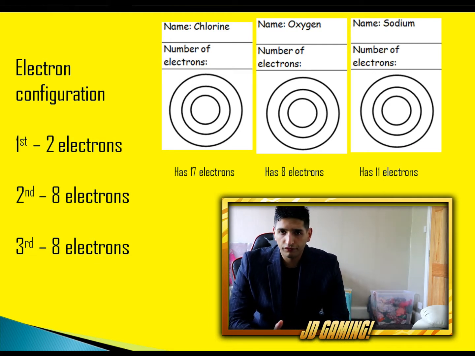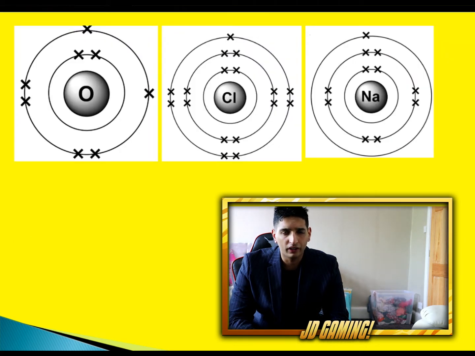Now, there are a few rules that you need to remember. In the first shell you can only have 2 electrons, in the second you can have 8, and in the third you can have 8 as well. Could you now pause the video and draw chlorine, oxygen and sodium? Follow those rules. So remember, if you're trying to draw oxygen, which has 8, you can only have 2 in the first shell and then 6 in the outer, okay? It's extremely important that you follow the rules and regulations set.